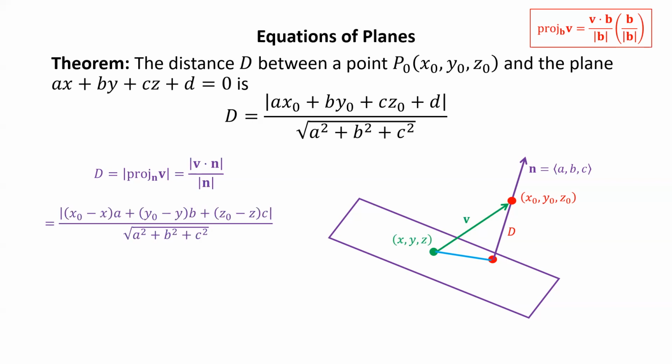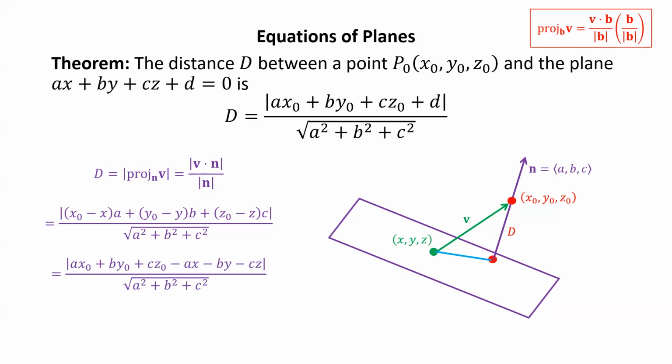The vector v is x0 minus x, y0 minus y, z0 minus z. The vector n is a, b, c. So when we take the dot product, we get (x0 minus x) times a plus (y0 minus y) times b plus (z0 minus z) times c. And the length of n is just the square root of a squared plus b squared plus c squared. Also note that I did have to put the numerator in absolute values.